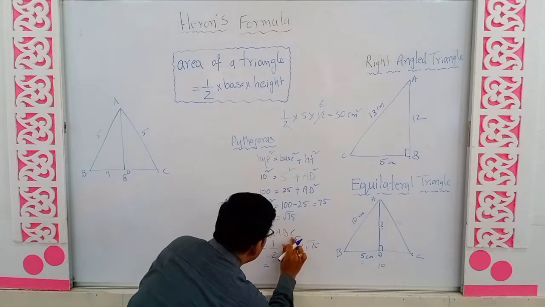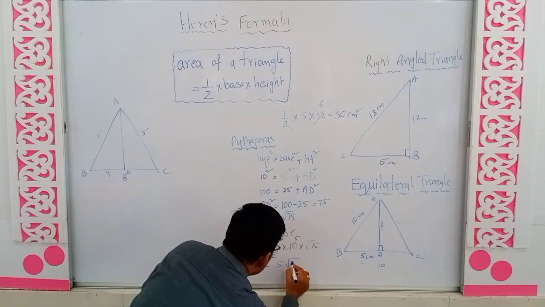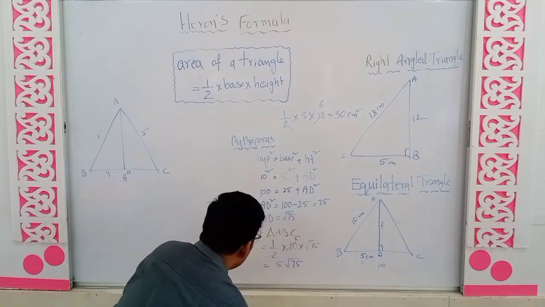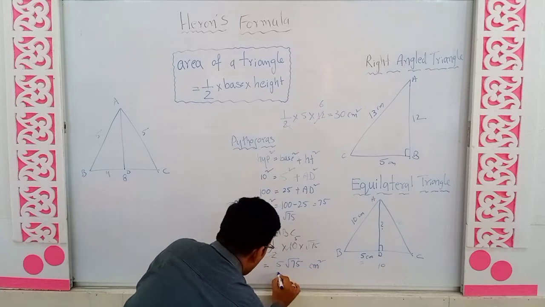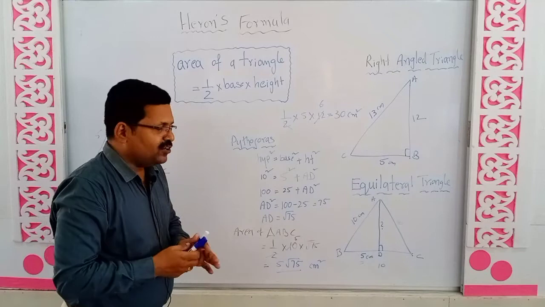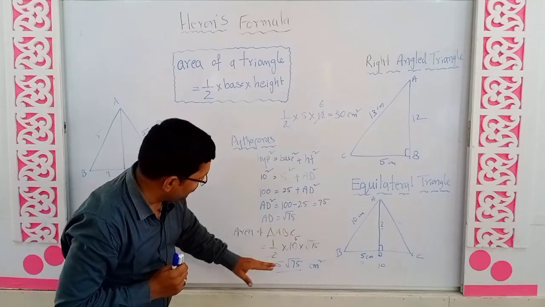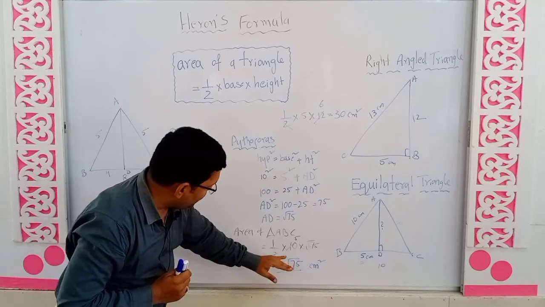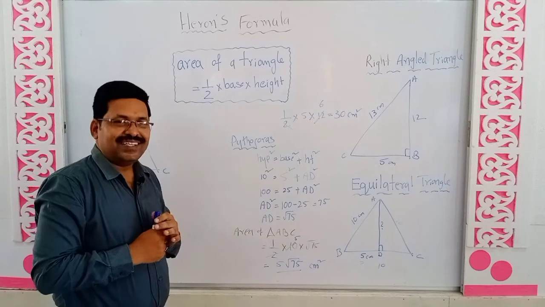Therefore, we can say 5 into root 75, and what is this one again? Centimeter square. If you want, you can further simplify it. The thing that I wanted to tell you is that the area of the triangle ABC is equal to half into base into height. Height we found out through our Pythagoras theorem.